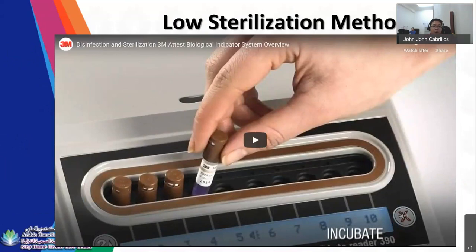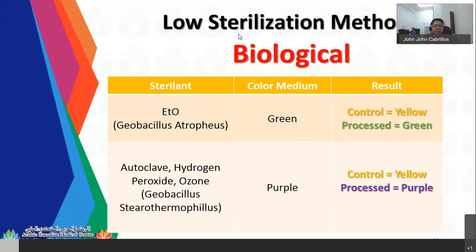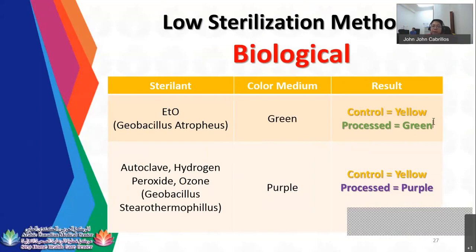But if you are doing it manually, once you place a biological indicator in an autoclave or ETO machine, it means it is a process. Whatever you put inside a sterilization machine, either autoclave, ETO, ozone, or hydrogen peroxide, once you put a biological indicator inside, it means it is processed.